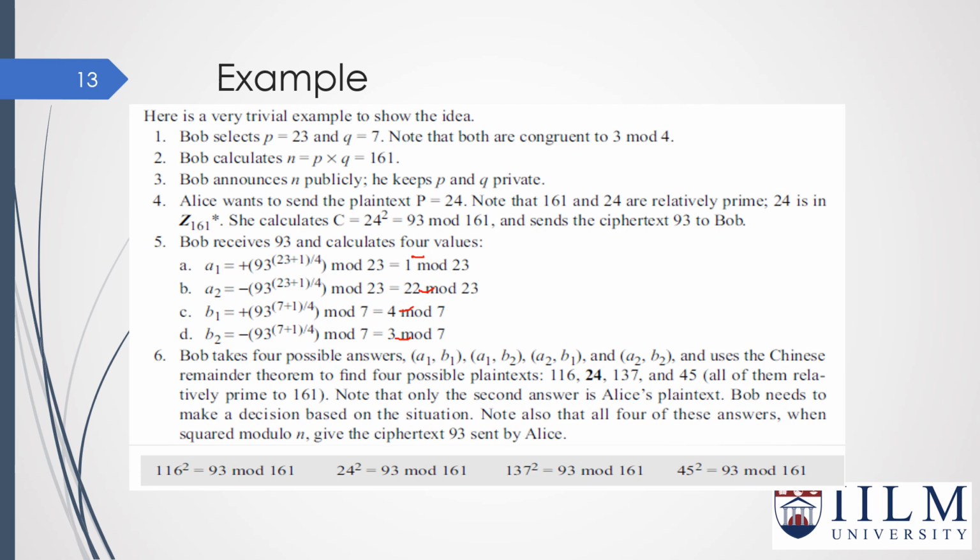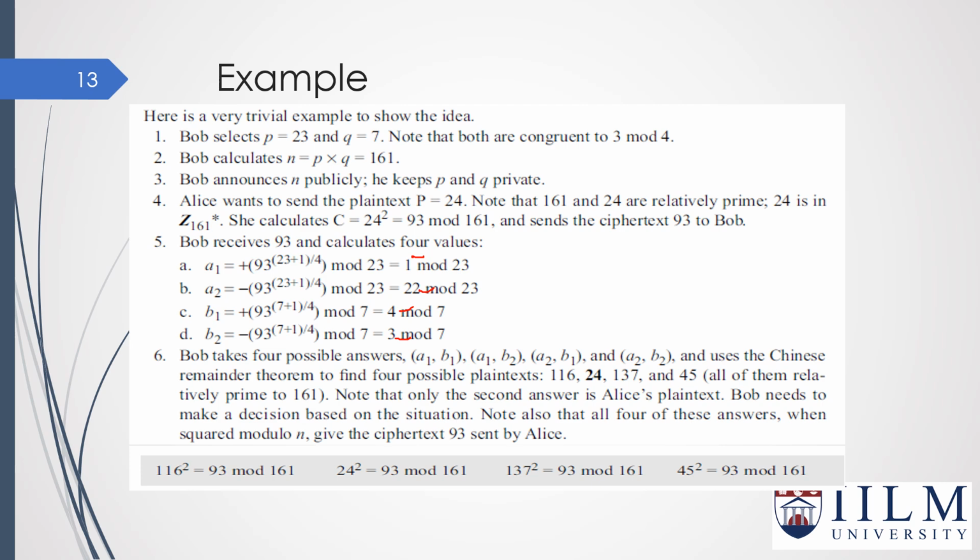Bob needs to make a decision based on the situation. Note also that all four of these answers when squared modulo n give the ciphertext 93 sent by Alice. So this should be so confusing. This makes the ciphertext so strong that if someone attacks, it gives different types of plaintext. That is the power of prime numbers. One more example we'll take, that is the ElGamal crypto system.